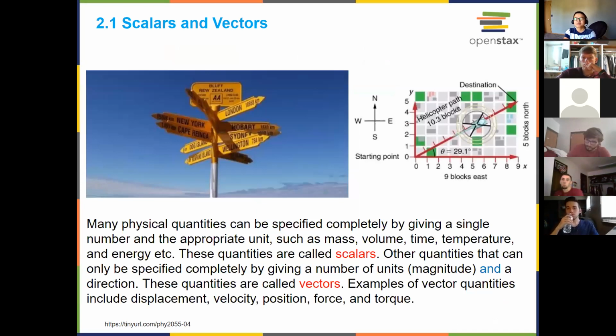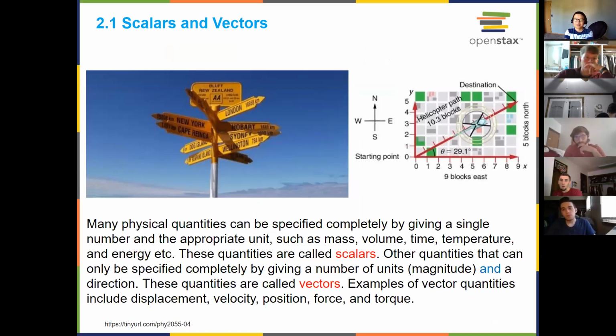So last time we started chapter 2. Actually, we started introducing scalars and vectors. Basically, quantities that can be expressed just by numbers with appropriate units are scalars. And quantities that need both magnitude, or numbers with unit, and direction are called vectors.